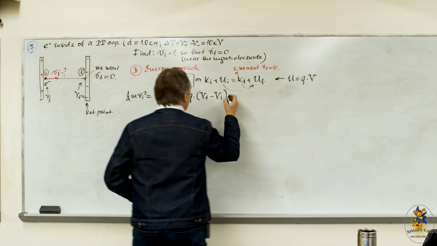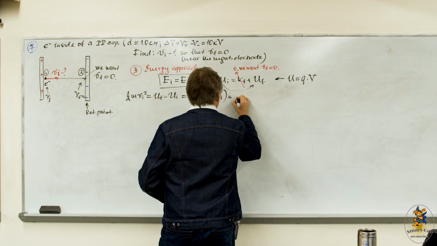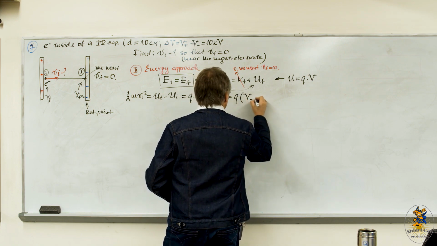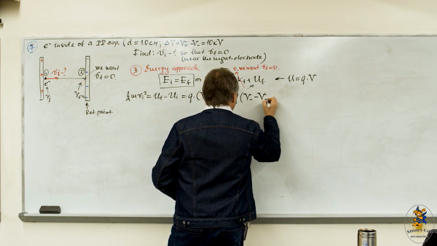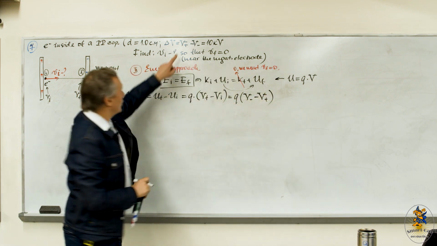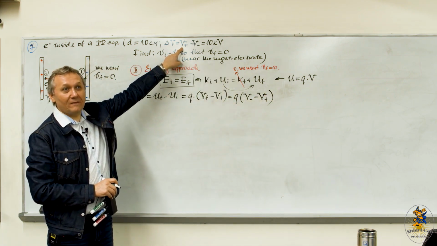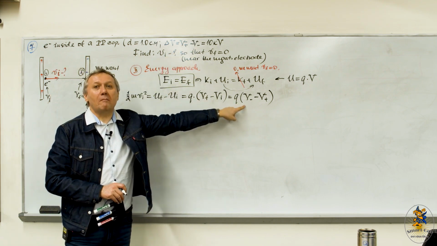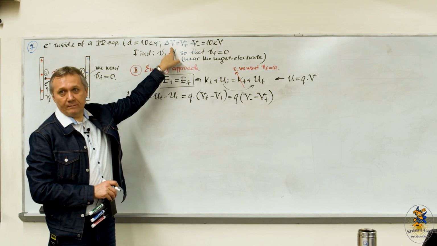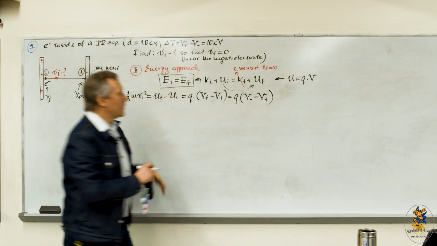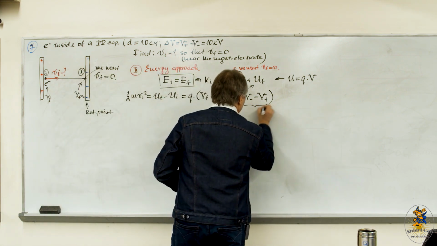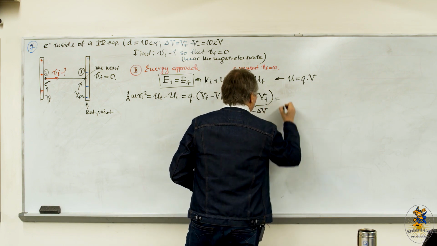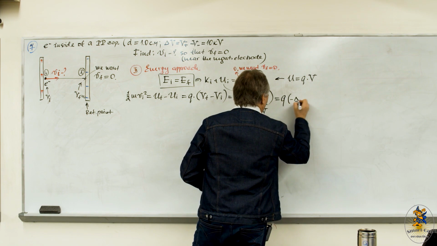So let me write it like this. It will be Q times (V final, which is V minus, minus V plus), right? And what is given? V plus minus V minus. As a result, this is minus delta V, which is given. So Q times minus delta V.